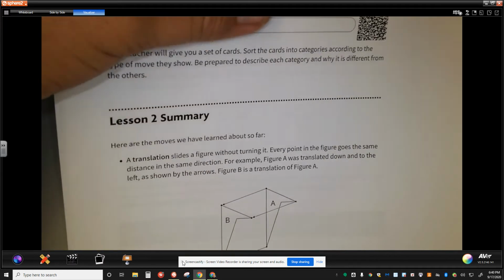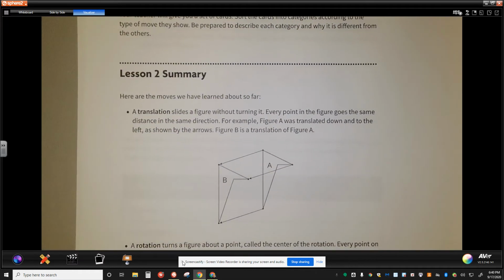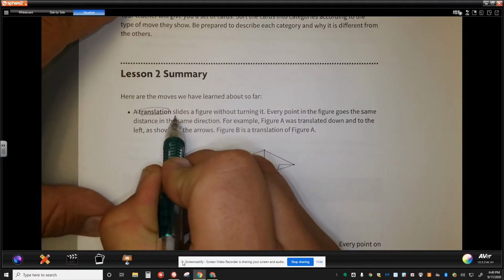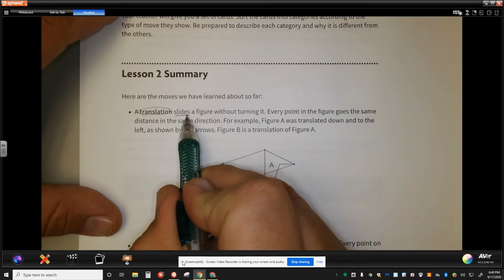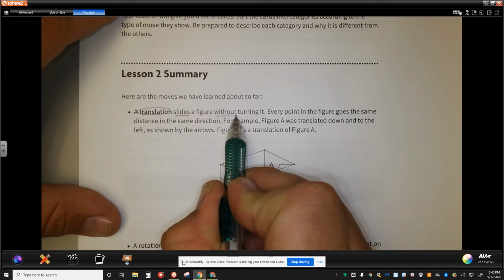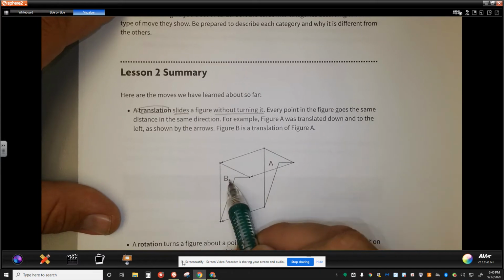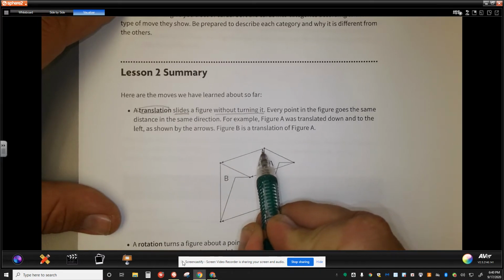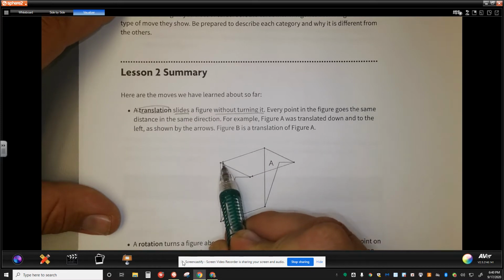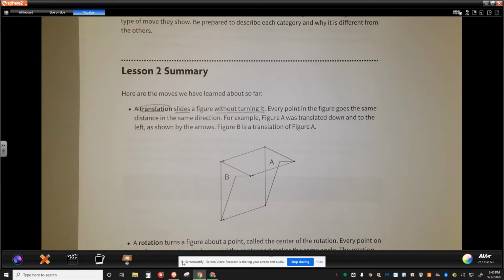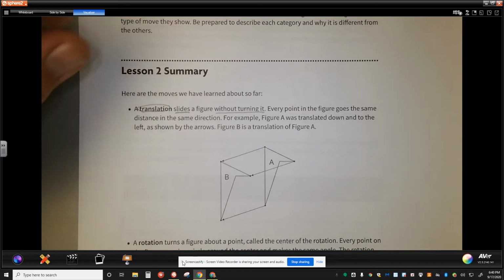I'd like to jump over to the summary so we can talk about the vocabulary. In this case, we talk about translation, and we see this keyword. So translation correlates directly with slides. It slides a figure without turning it. This means that every single point on there is following the same distance, the same direction as we see right here. From going from figure A to figure B, this point to this point follows along this directed segment. That directed segment, just for the sake of vocabulary, you're going to hear it sometime, is called a vector. It's not something that we usually introduce, but there you go.